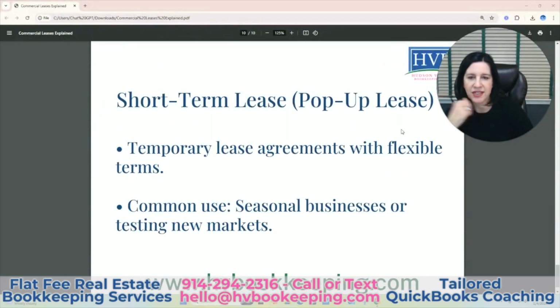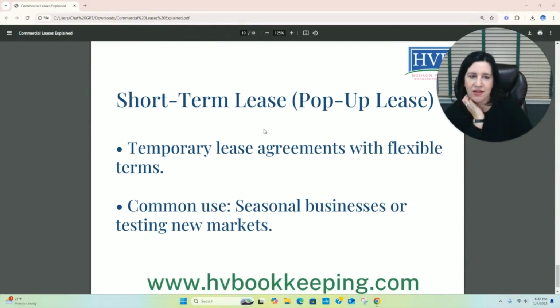This one I thought is interesting. I see this a lot right now with the economy being kind of funny as it is. I see lots of pop-ups. They literally have it in the window, it says pop-up. So there's not going to be any kind of CAM or anything on these. Seasonal business, testing a new market. Okay, so those are the leases.